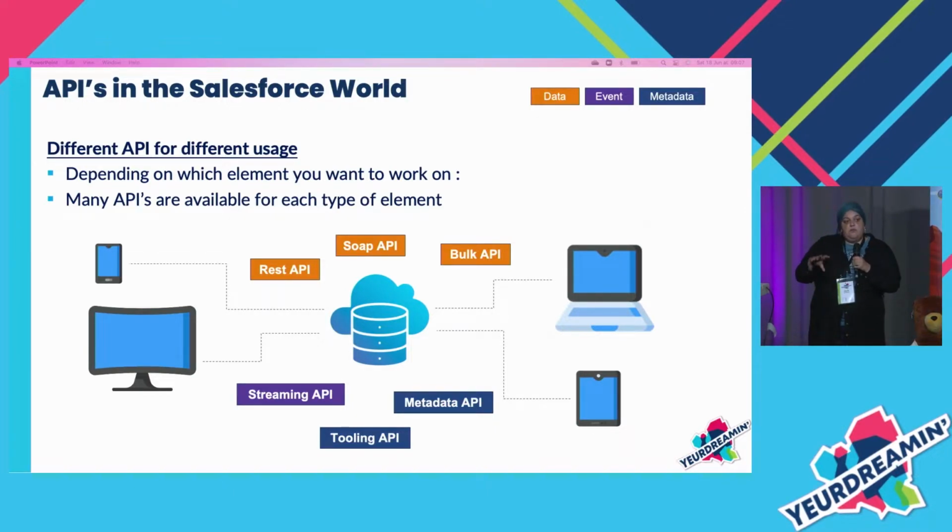Finally, you have the metadata. So it's not about what the user is doing. It's not about the data. It's really about the configuration, so your application itself. And for this, we have two kinds of APIs. We have the Metadata API, and we have the Tooling API.